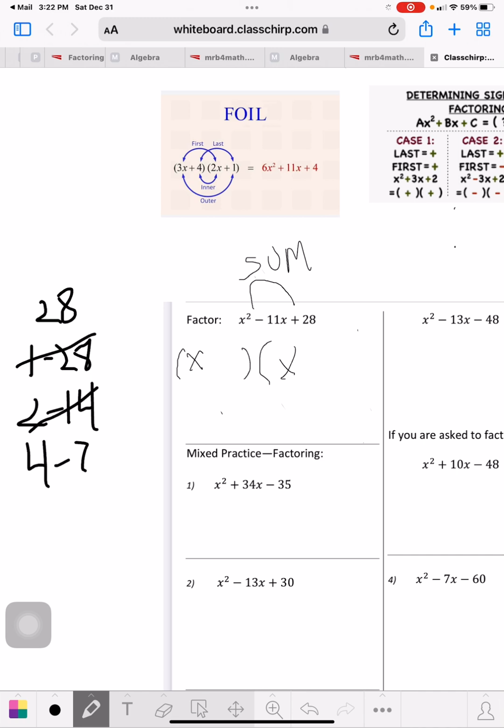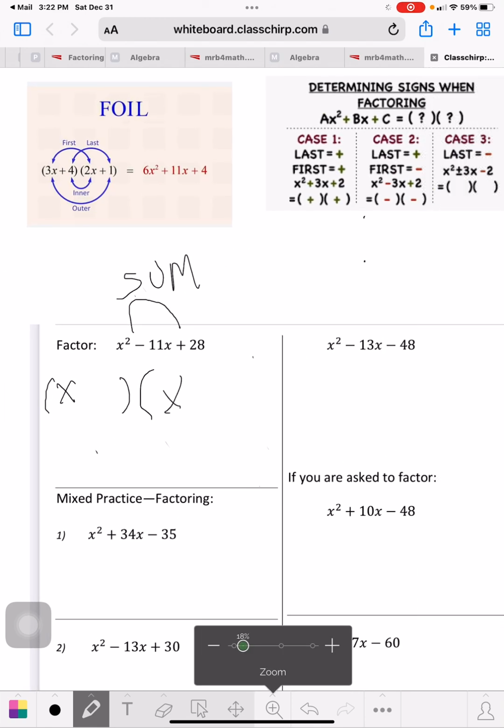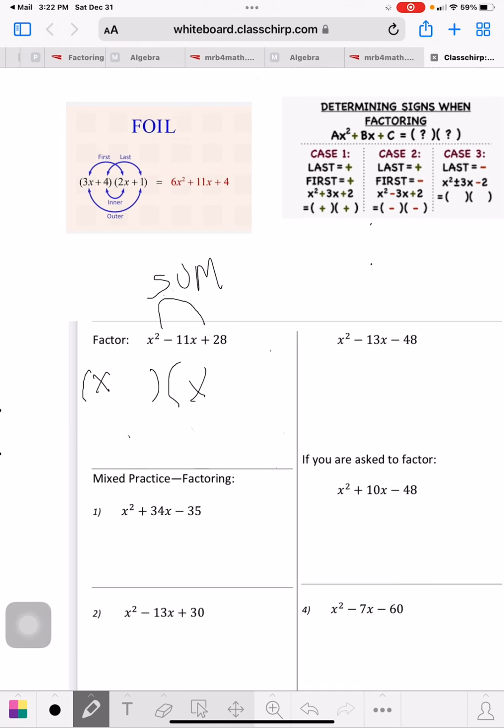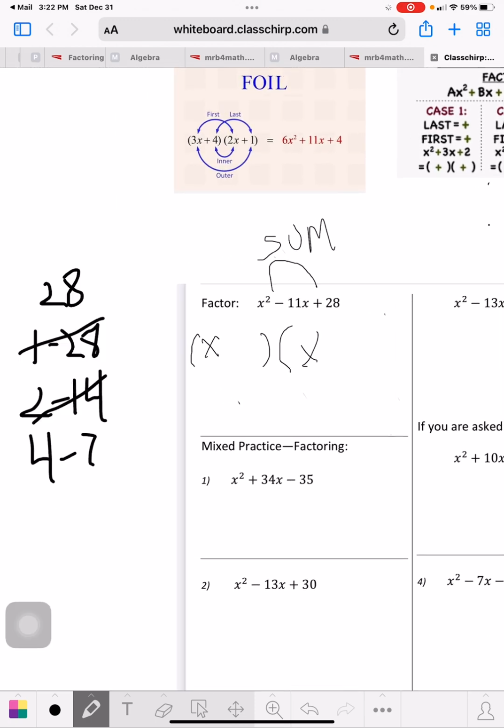And we know from the rules that if the last number is a positive, the first number is going to be a negative. That's case 2, okay? So we can put a negative here and a negative here. So we use the 4 and the 7. So we put the 4 and the 7 in here. Now, quickly, you just multiply this together. We'll go back from the 2 binomials to the trinomial.